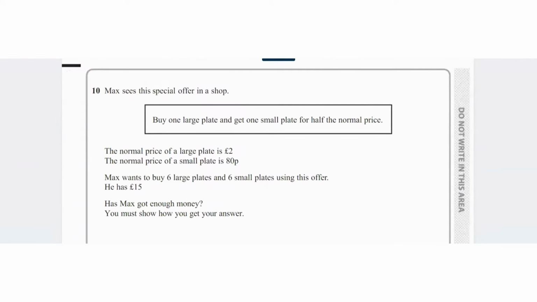Question 10 says Max sees the special offer in a shop. Buy 1 large plate and get 1 small plate for half the normal price. The normal price of a large plate is £2. The normal price of a small plate is 80 pence. Let's write that in pounds, which is going to be 0.8 pounds. Max wants to buy 6 large plates and 6 small plates using this offer. He has 15 pounds. Has Max got enough money?